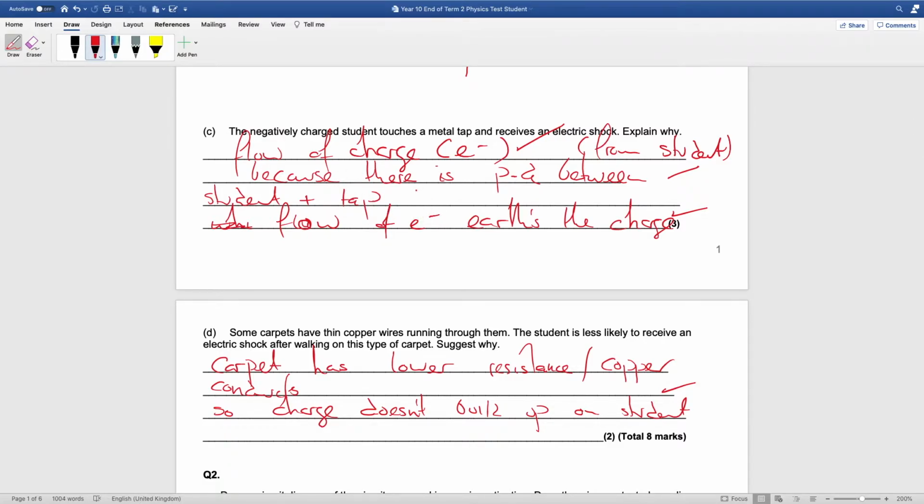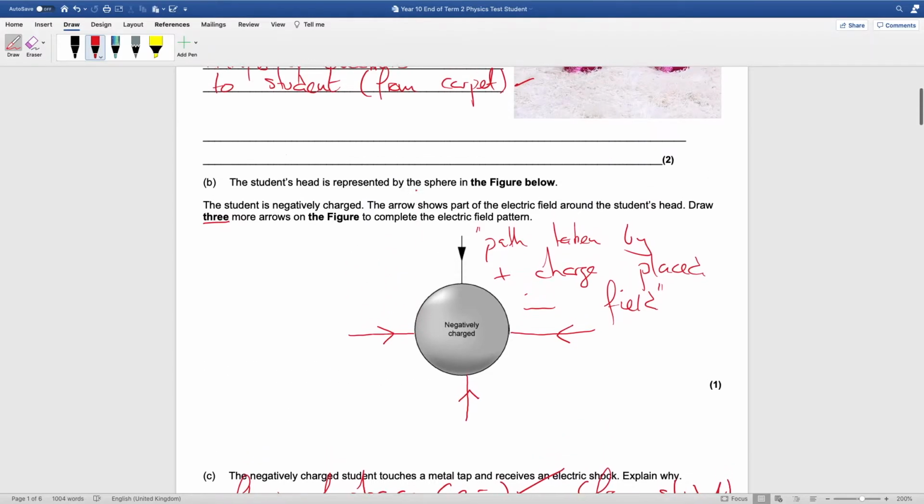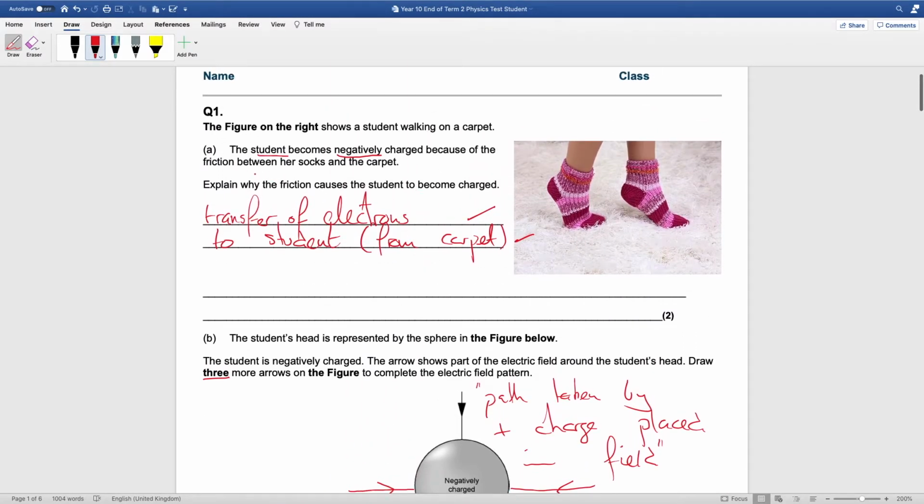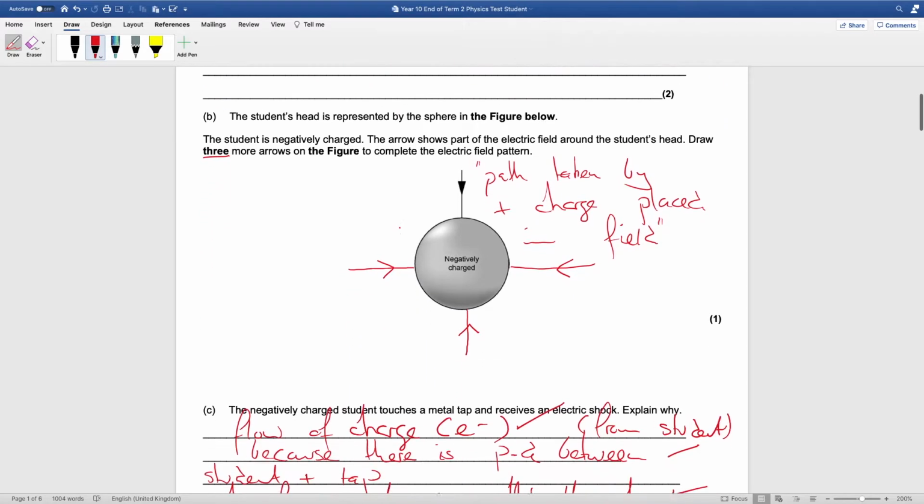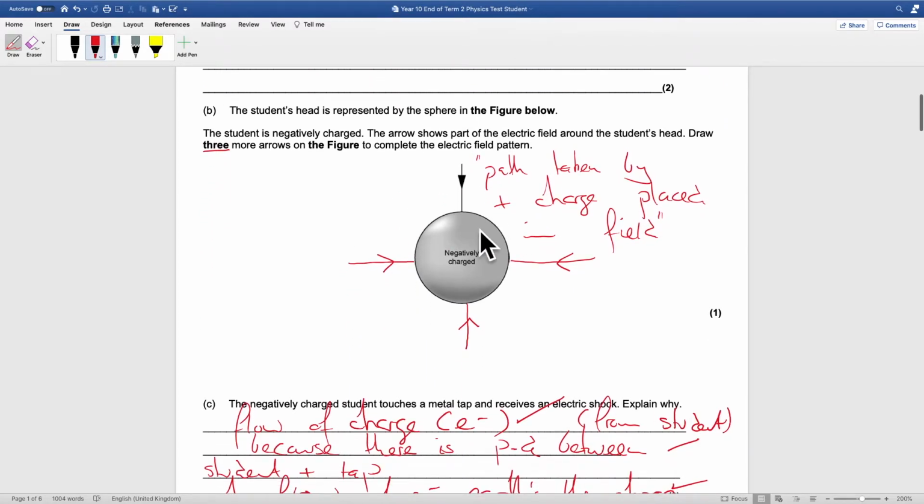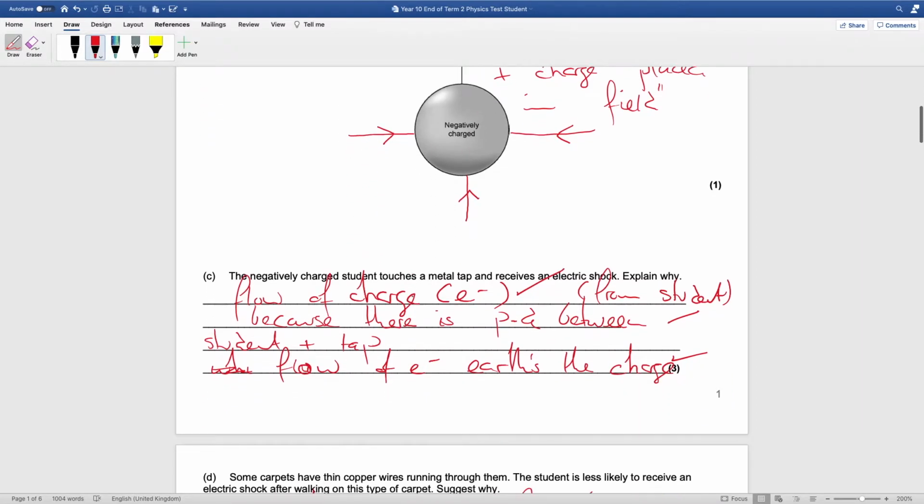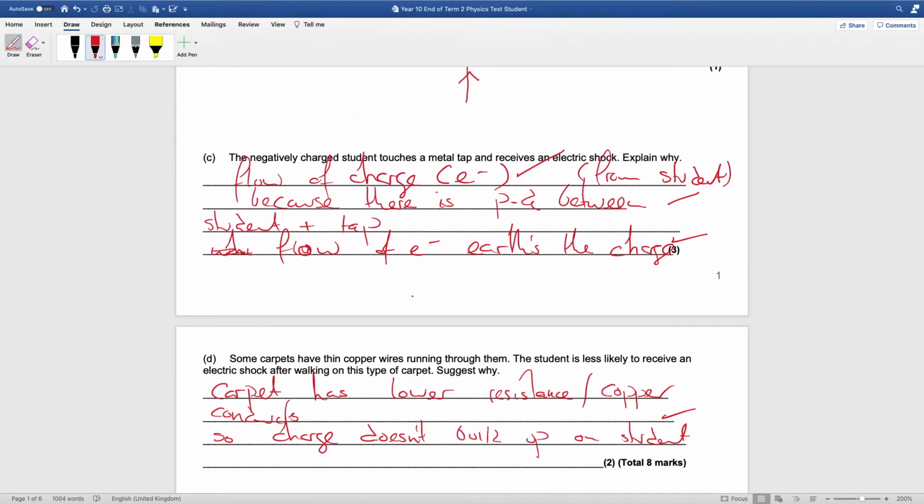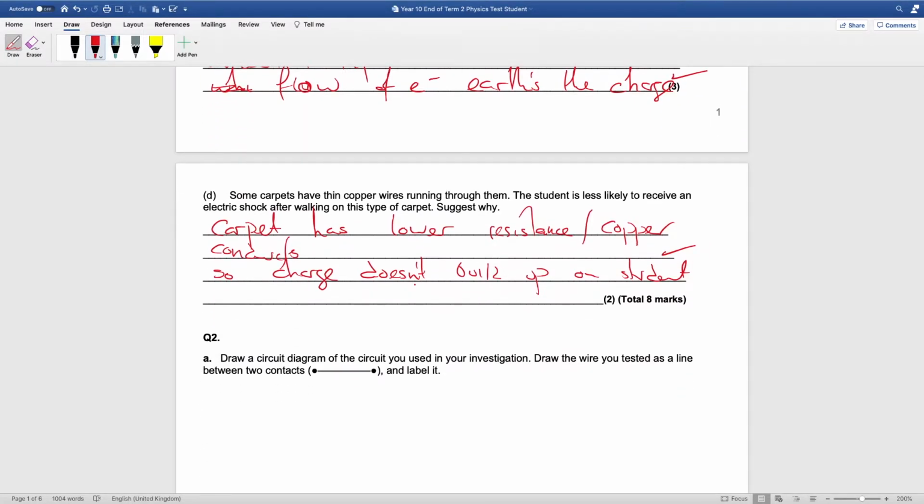And I think it's important you appreciate that this whole question hangs together. So 1A asks you, why does friction cause the charge? 1B asks you about the field around the charge. 1C asks you about how the shock occurs. And then D is asking you, in these circumstances, why would there be less of a shock? So see how the question holds together, really.